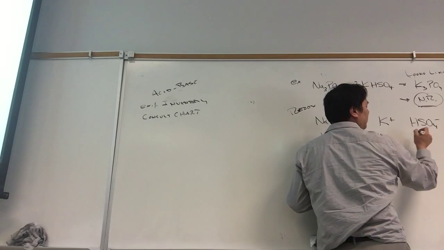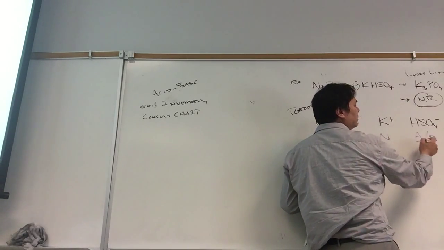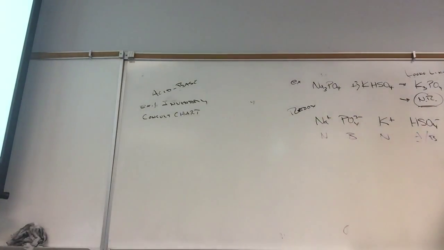HSO4 minus is amphoteric. It's both an acid and a base, but it's a much stronger acid than it is a base. In fact, its base properties are so weak, a lot of people ignore the base properties of HSO4 minus. H2O is both an acid and base, but it's equal. It can go either way equally.